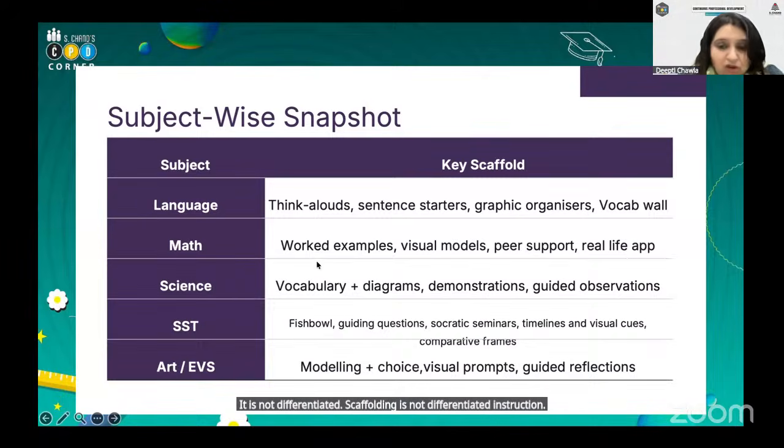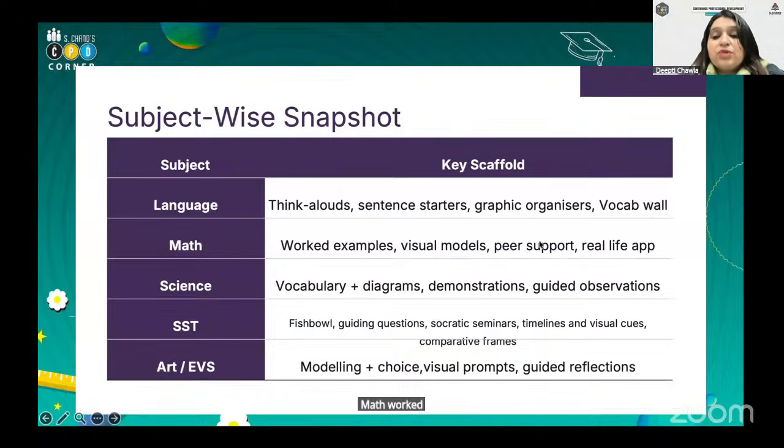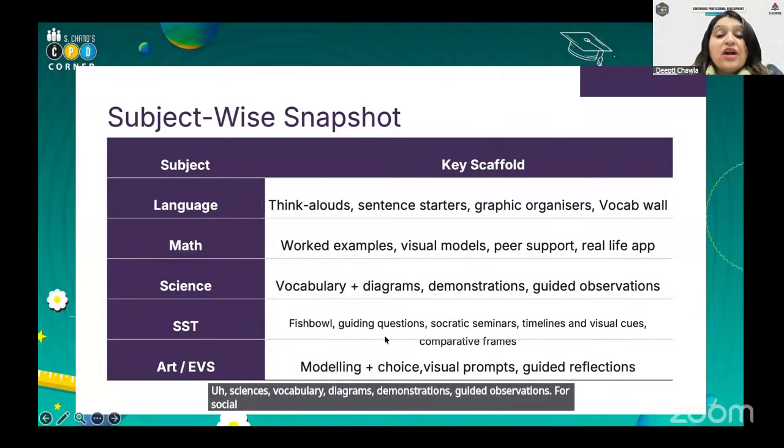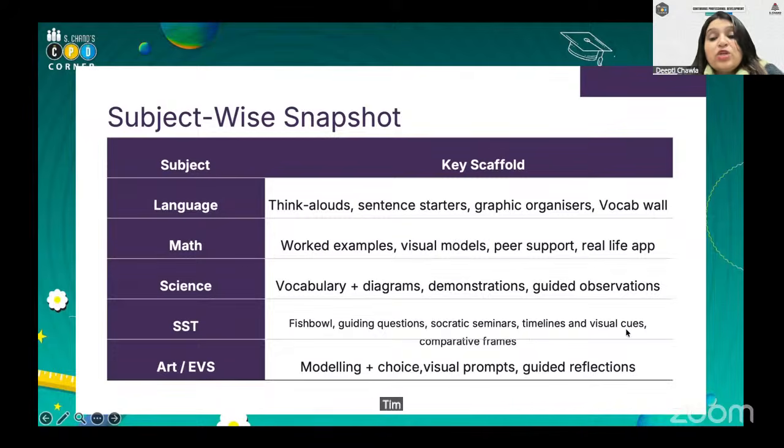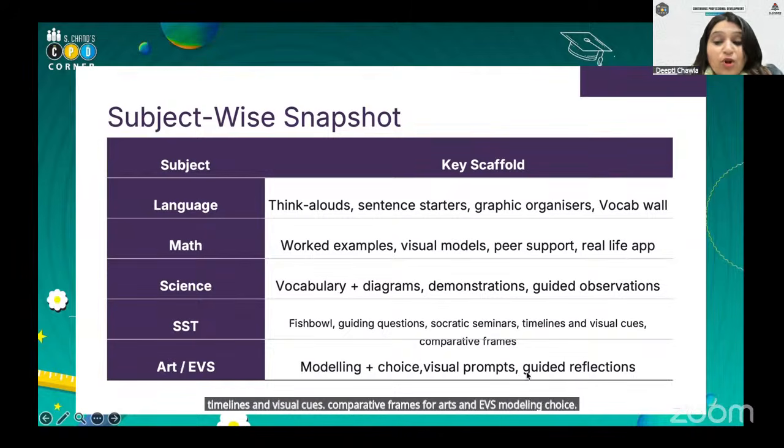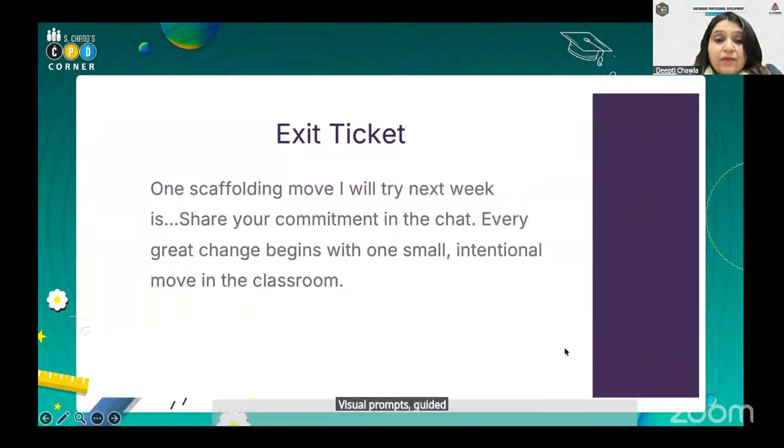Maths: worked examples, visual models, peer support, real life applications. Sciences: vocabulary, diagrams, demonstrations, guided observations. For social sciences: fishbowl, guiding questions, Socratic seminars, timelines and visual cues, comparative frames. For arts and EVS: modeling, choice, visual prompts, guided reflections.